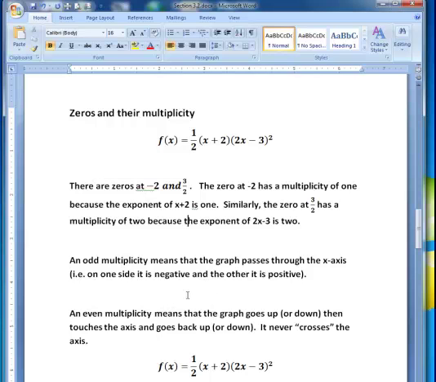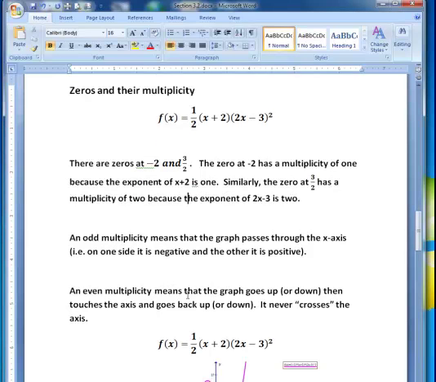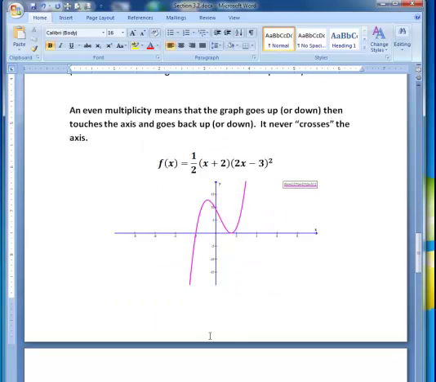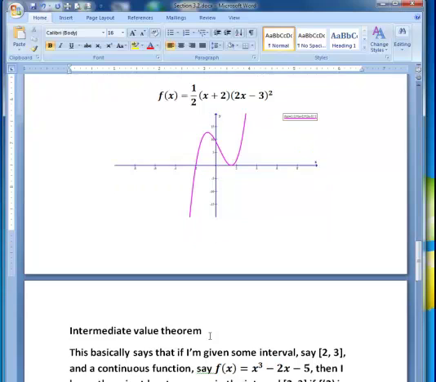Now, to have an even multiplicity means that the graph goes down, it touches 0, and it comes back up. Or it goes up, touches 0, and goes back down. It never crosses the x-axis, or it never crosses the axis. Let's look at an example of that.